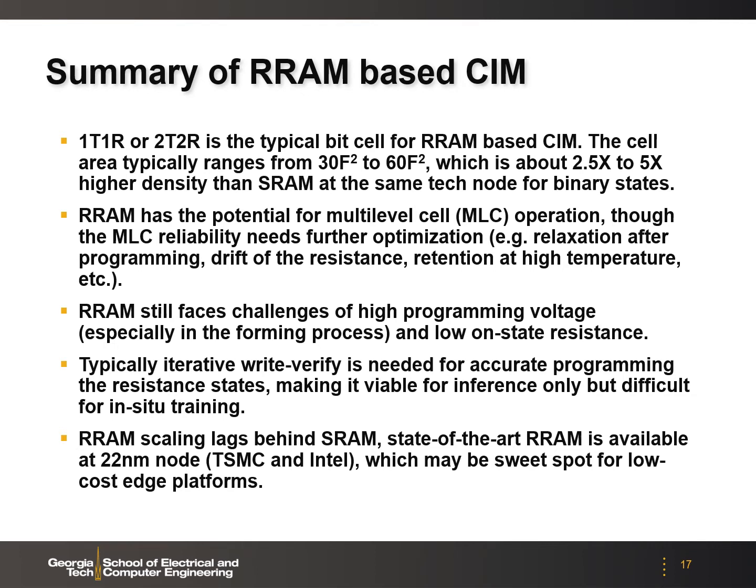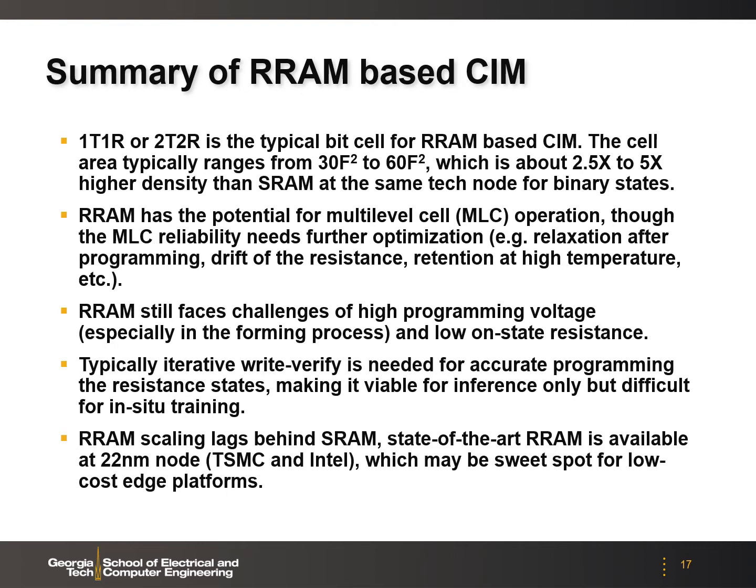We see 1T1R or 2T2R is a typical bit cell for RRAM-based computing memory. The cell area typically ranges from 30F² to 60F², which is about 2.5x to 5x higher density than the SRAM bit cell at the same technology node. But RRAM can store multi-level per cell, although the multi-level cell reliability needs further optimization. For example, we see the relaxation effect after the programming, and also the drift of the resistance or data retention at higher temperature needs further characterization, especially for the intermediate states.